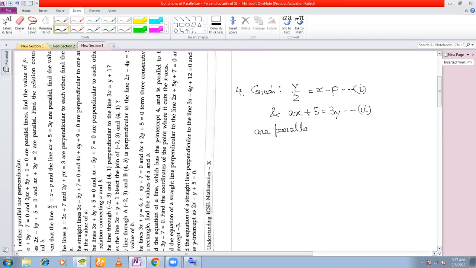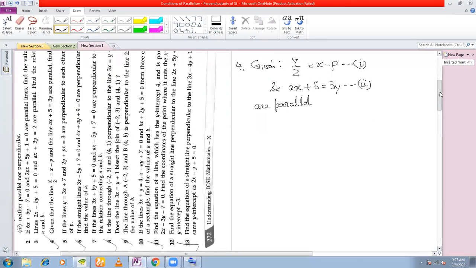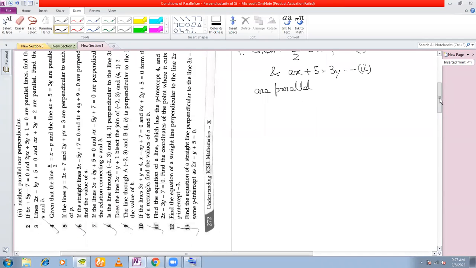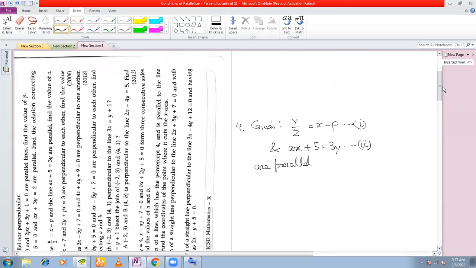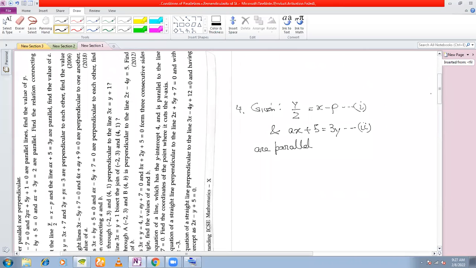Okay, given that these two straight lines are parallel, you need to find out the value of, not x, not p, you need to find the value of a. You only need to find out the value of a. Okay, so let's see how to find it.